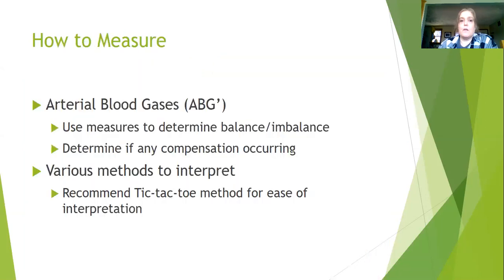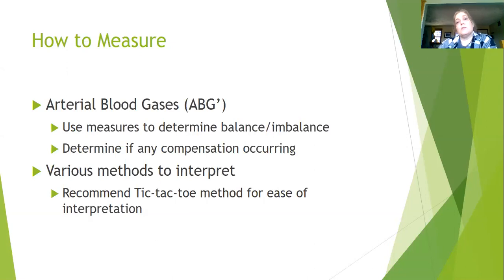Okay, so we do find out what's happening with this by measuring arterial blood gases, right? A lot of times when we draw ABGs in the hospital, respiratory therapy or the lab tend to give us an interpretation of them. But it's important for us to also understand how these measures can be interpreted so that we know what's going on with the patient.